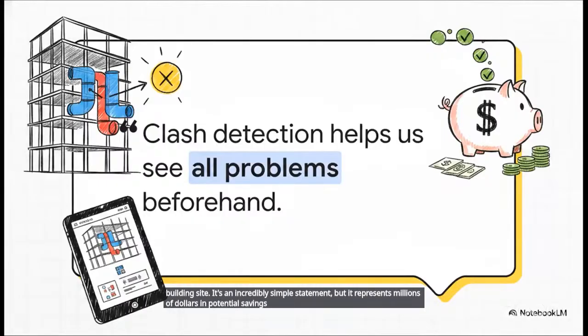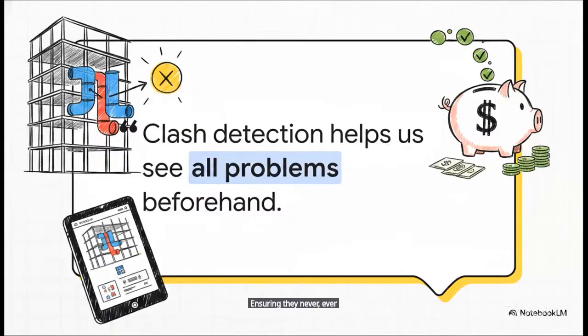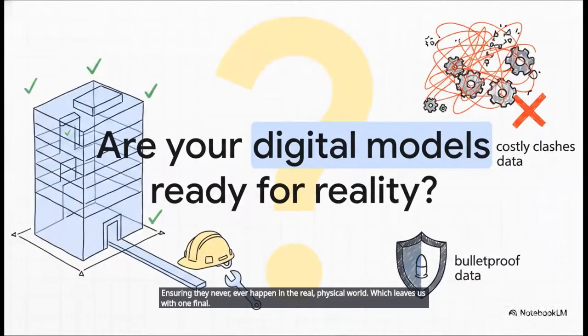By running these automated parameter validations and collision matrices, you're catching the expensive errors in the digital twin, ensuring they never ever happen in the real physical world. Which leaves us with one final vital question to ask ourselves today. Are your digital models truly ready for the real world, or are they just pretty 3D pictures hiding a bunch of unverified data and costly clashes?